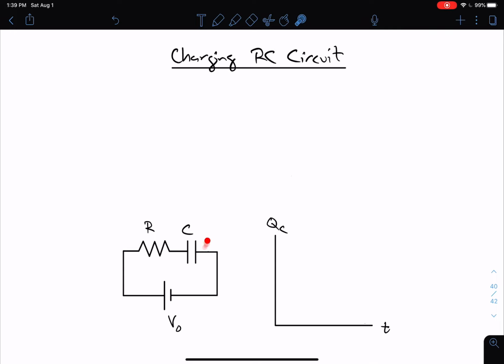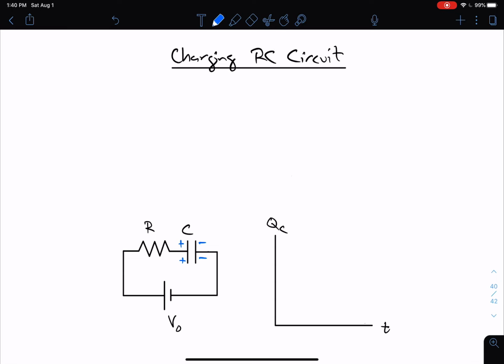In this situation, the capacitor begins uncharged. There's no charge on the capacitor at the very beginning. So what's going to happen is, once you turn this switch on and connect everything, electrons are going to come out the negative terminal, go down, and be deposited on this plate of the capacitor. Of course, this plate is going to become negatively charged and the other plate will become positively charged. And here I've got a graph of charge on the capacitor versus time.